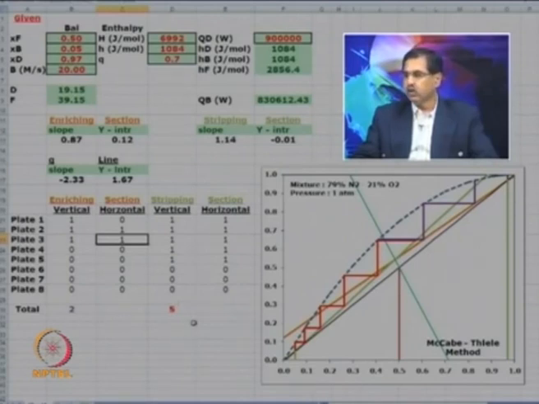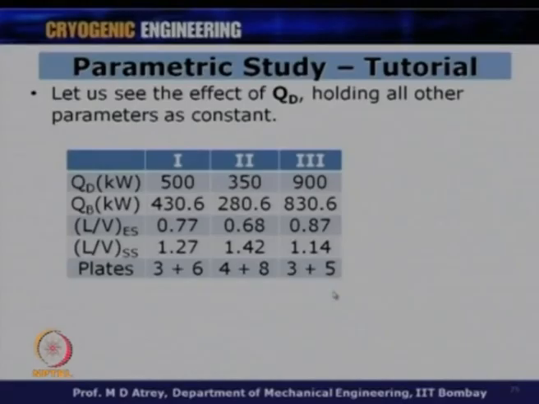If I continue the staircasing, here you can see that the enriching section has got 1, 2 and 3 plates, while for the stripping section I got 1, 2, 3, 4 and 5 plates. So, you can see the vertical lines have decreased here, to 3 and 5. So, if I go back to my earlier case now, I can see that the number of plates here will be for 900 kilowatts.